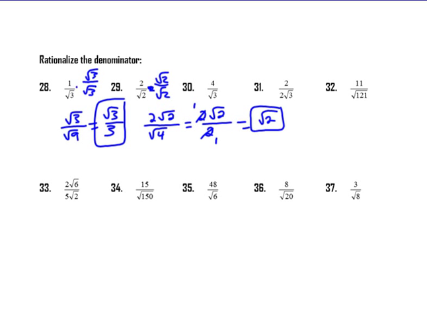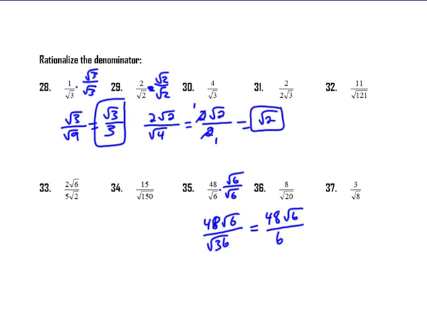Let's jump down to, let's say 35. So I want to get rid of the root, so I'm going to multiply by the square root of 6. 48 times the square root of 6 is 48 times the square root of 6. I cannot multiply those two numbers together. One's on the outside of the root and one's on the inside. On the bottom, though, I've got 6 times 6, and those are both underneath the radical. So I can do the square root of 36. So I get 48 square root of 6 over the square root of 36 is 6.